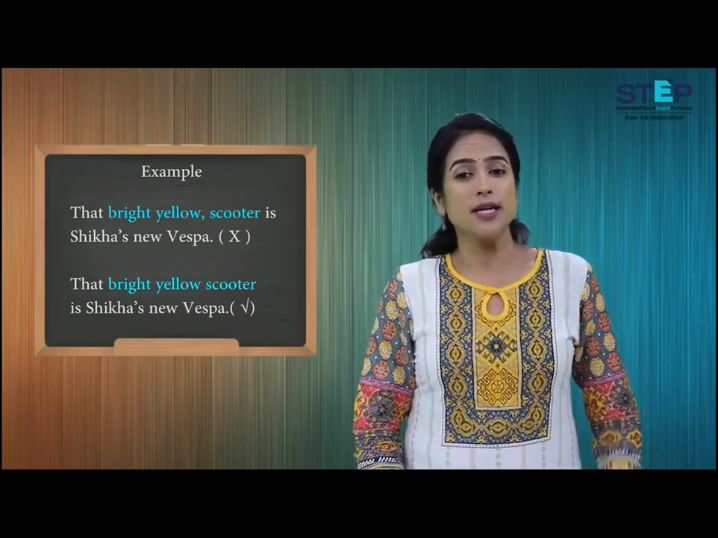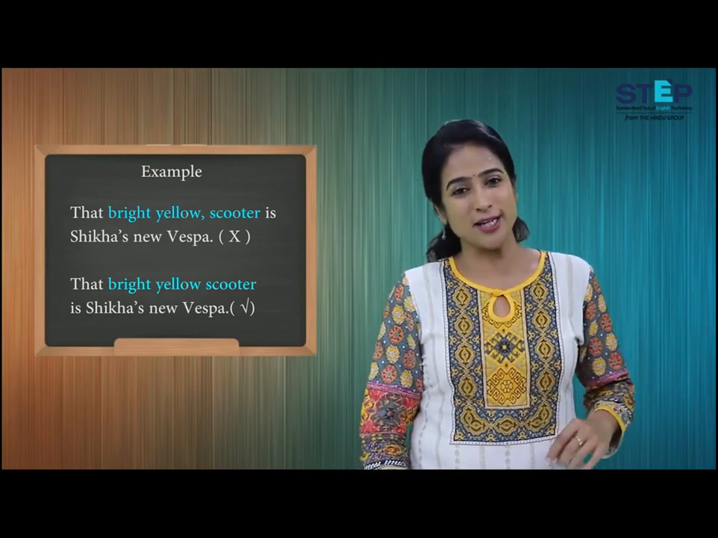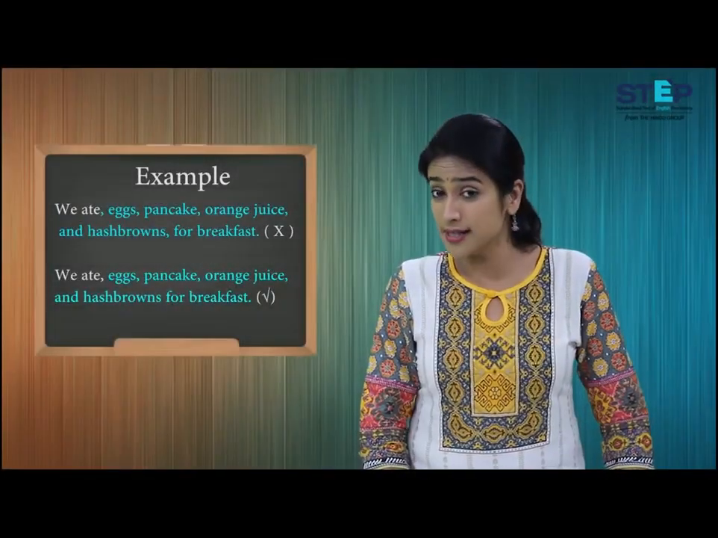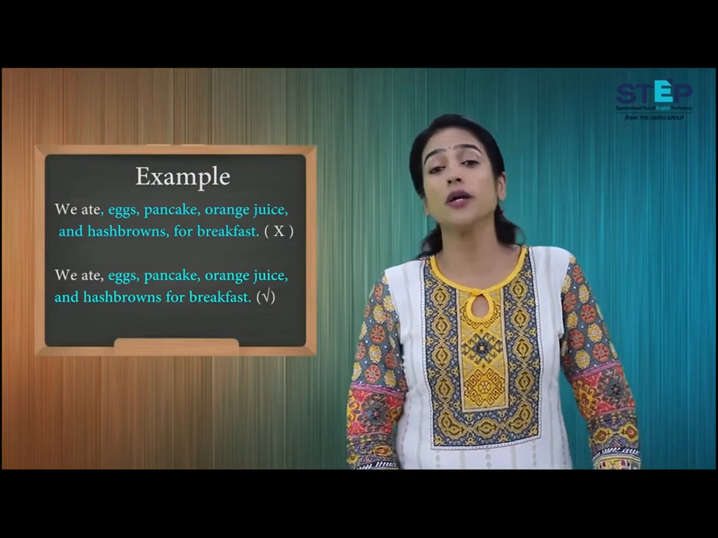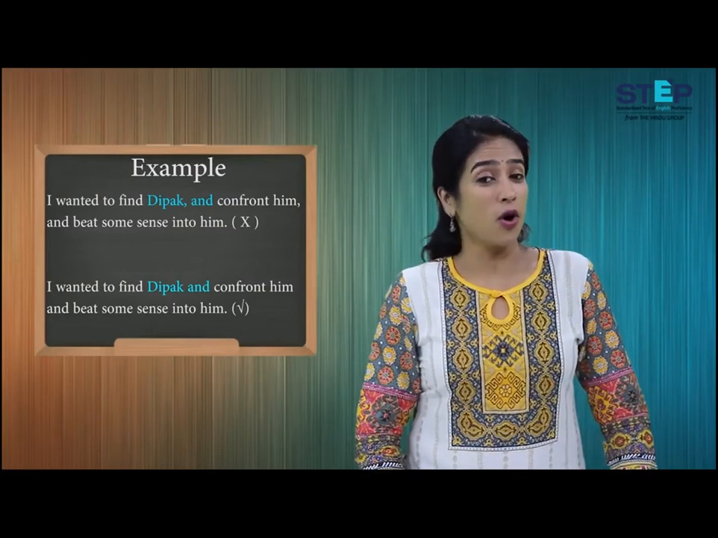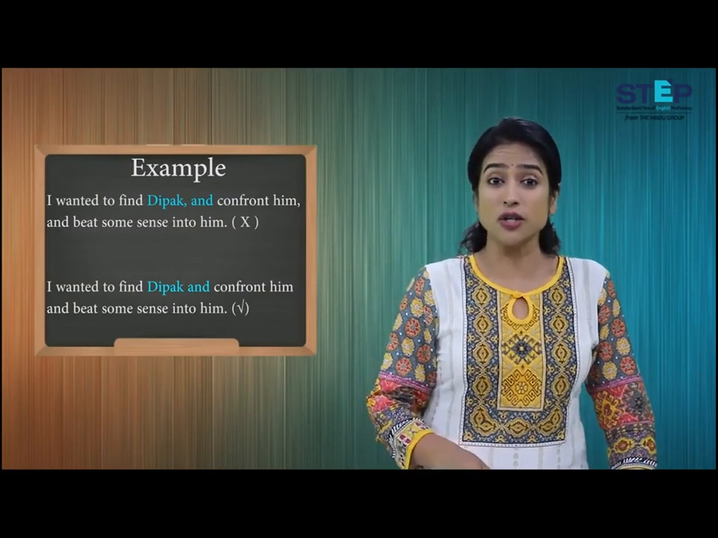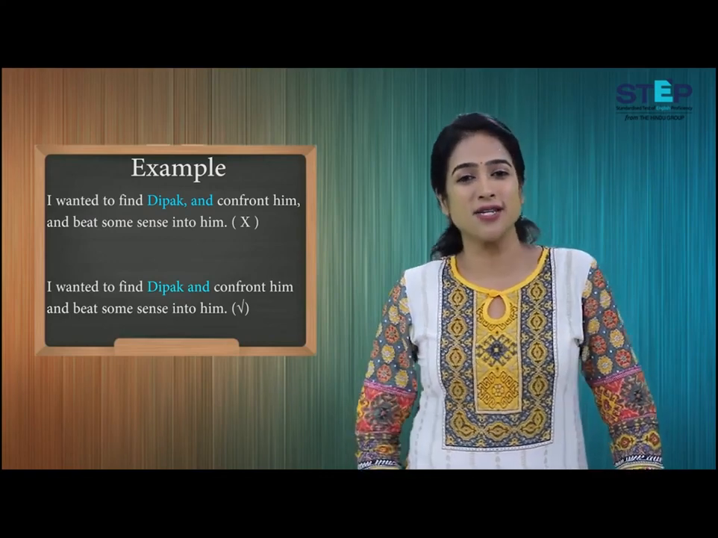The scooter is a noun in this case, and bright and yellow are classifying adjectives. Don't use commas before the first or after the last item in a series. Don't use commas to separate items in a series when you use a conjunction between each element in the series.